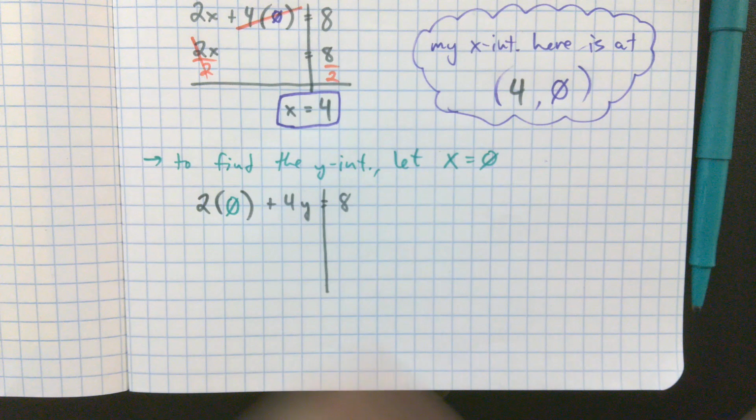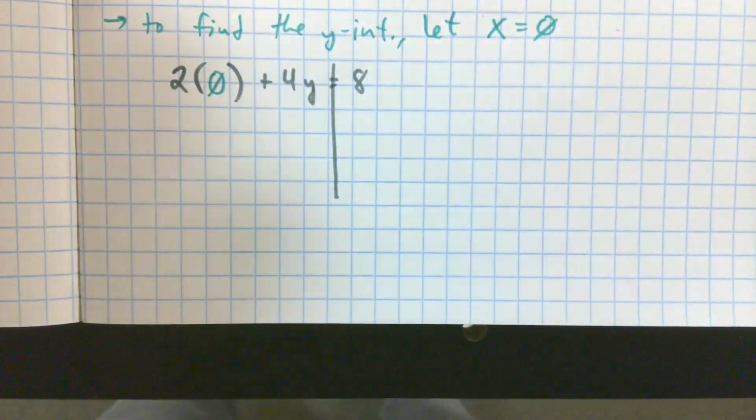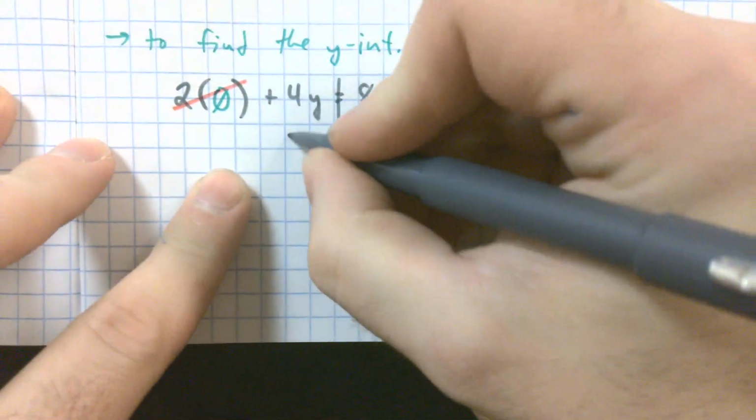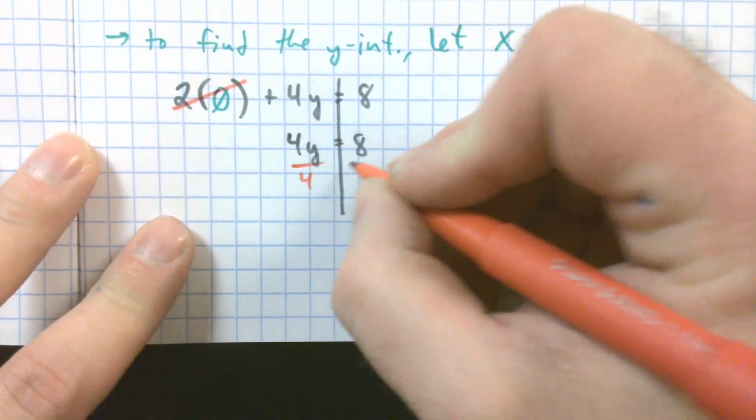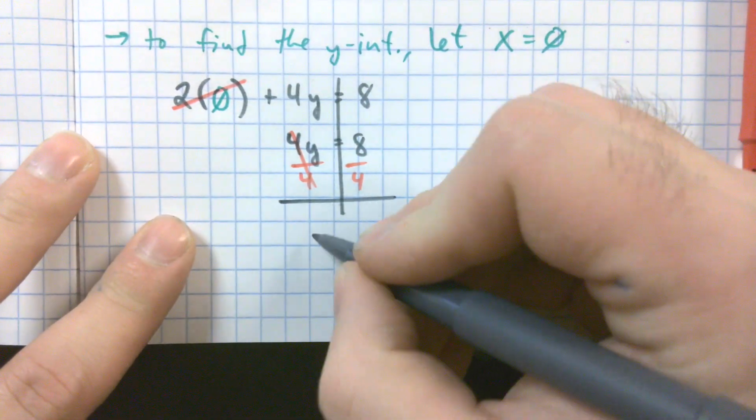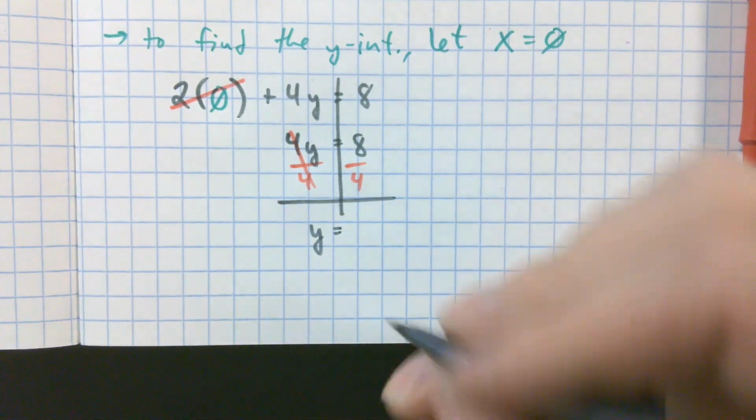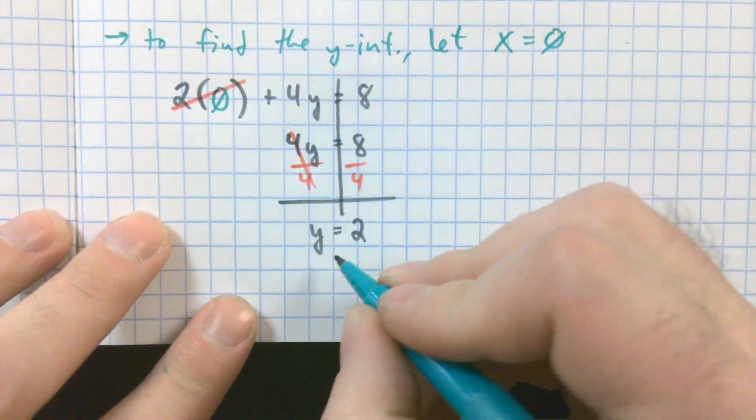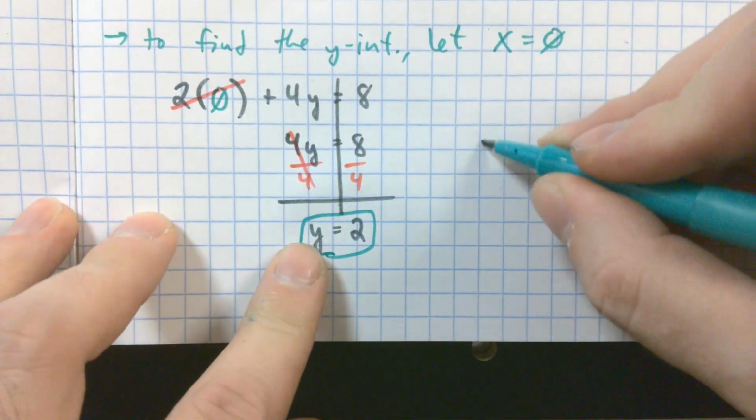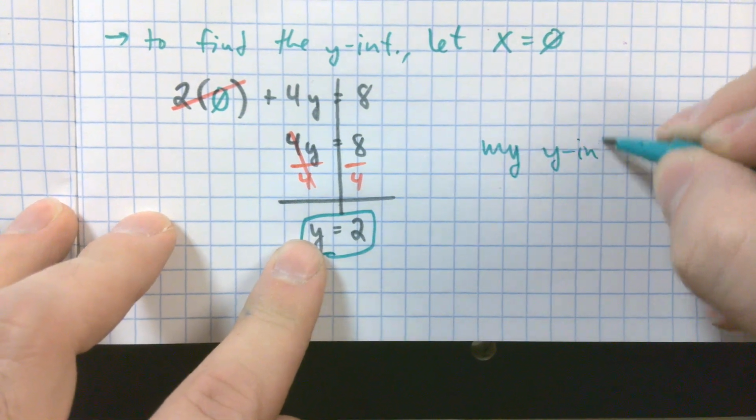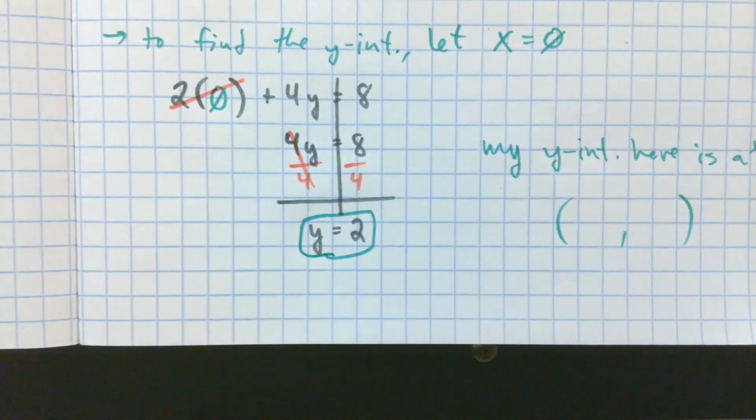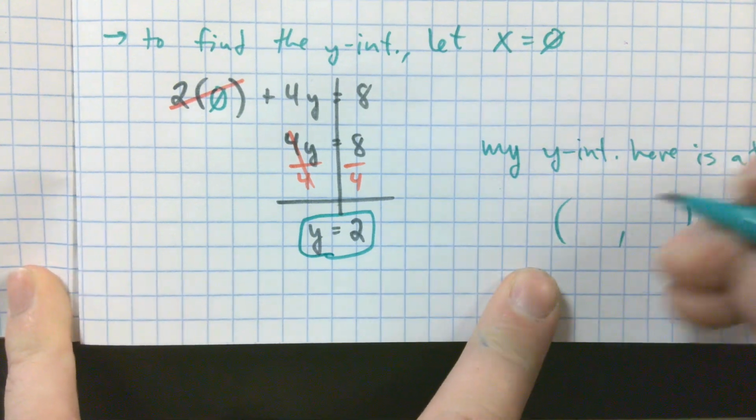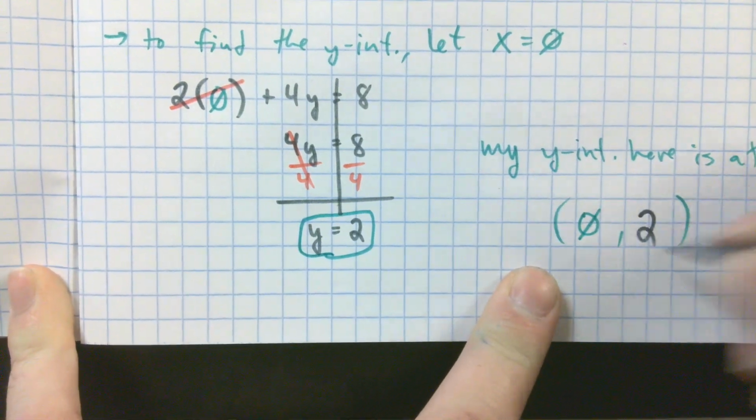All right, let's figure this out. What is 2 times 0? 0. I'm going to cross them out. I'm left with 4y equals 8. How can I get y all by itself? Divide by 4. And what's 8 divided by 4? 2. So y equals 2. That means my y-intercept here is at the point. What are my coordinates for my y-intercept now? 0, 2. My 0's in the front. My 2 is in the back.